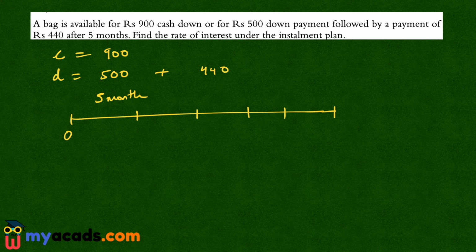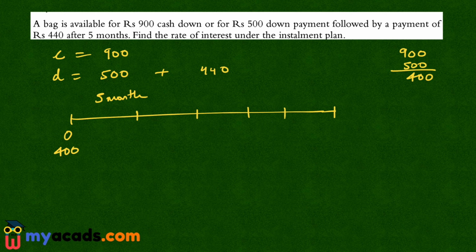At the 0th month, I have taken 400 rupees as loan. The cost of the bag is 900. I have made 500 rupees as down payment and 400 rupees is left. So 400 amount I have taken as loan.